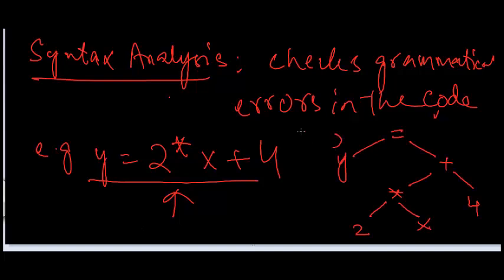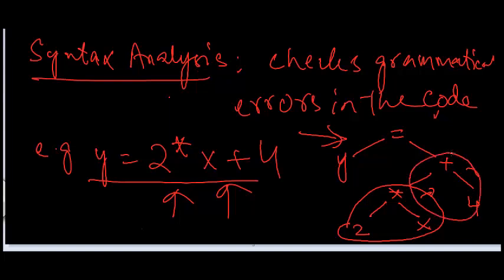A parse tree such as this is created by the syntax analysis stage, and what this is doing is giving the order of precedence in which this statement is going to be executed. So first, on the left hand side, this 2 is going to be multiplied with x. The result of this is going to be added to 4, and finally we are going to assign this value to y. So this parse tree is telling the order of precedence, the order in which this expression is going to be calculated. That's the better way of saying it.